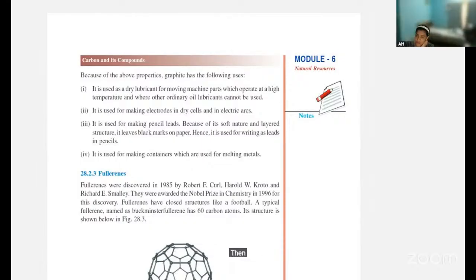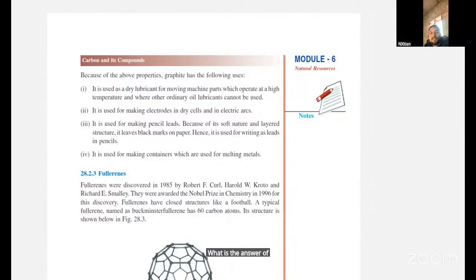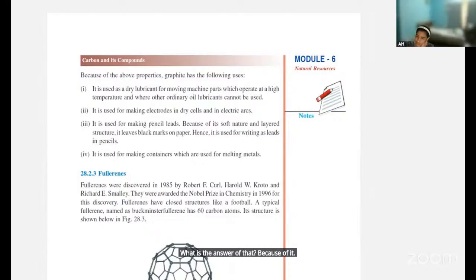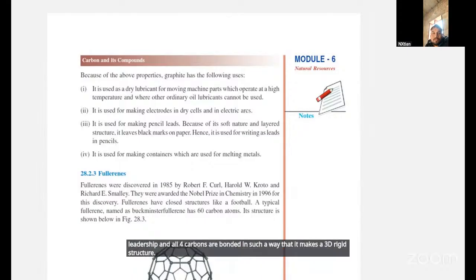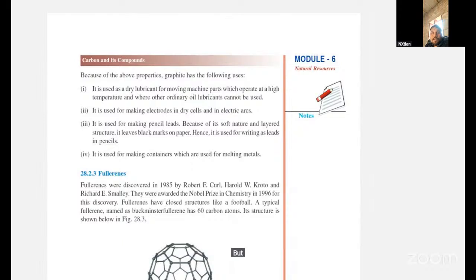Then how can a diamond be stronger? What is the answer of that? Because of its 3D shape? Yes, and all four carbons are bonded in such a way that it makes a 3D rigid structure. But in graphite, because one electron is not bonded, carbon is just like we have two things.